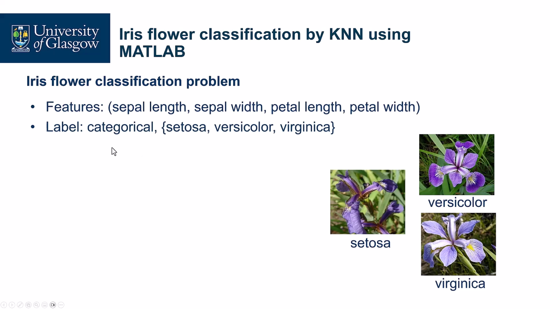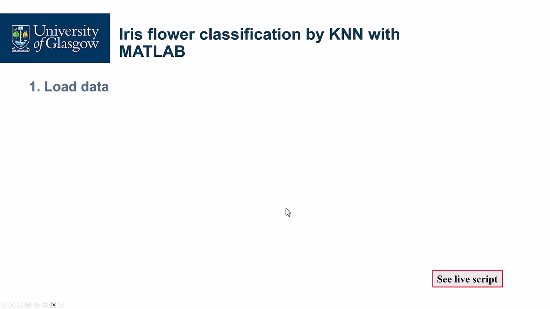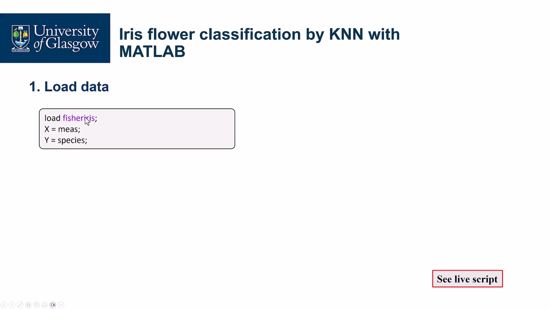So we can see here are the features and the labels. Now we do the classification. We have 150 samples in total. For each one, we have the separate features, and we have a category for it. Now what I will do is implement KNN through MATLAB. First, load the data. This is also built-in data. You can follow this one, load fisheriris. Then you can get X and Y.